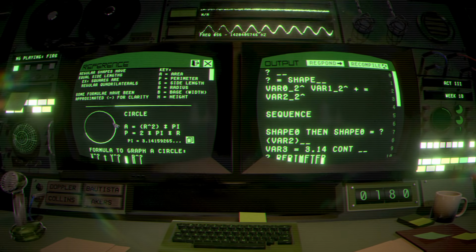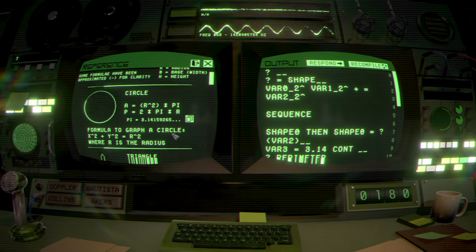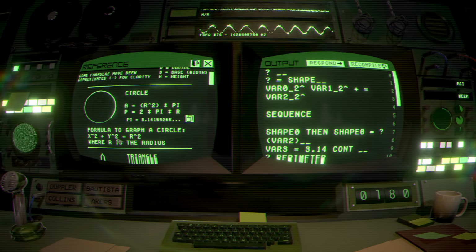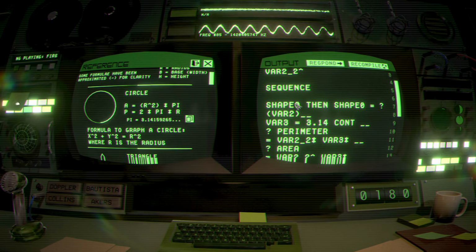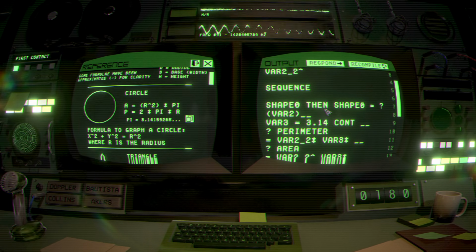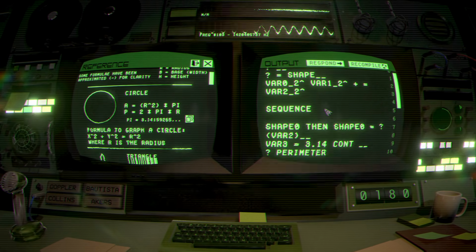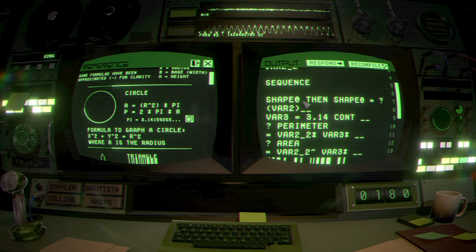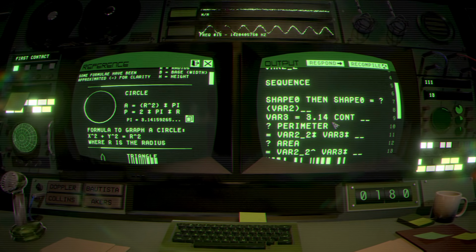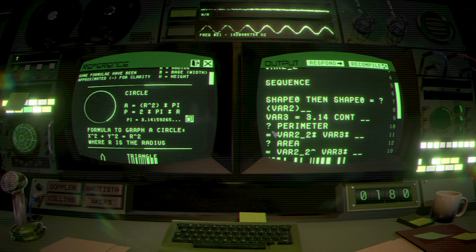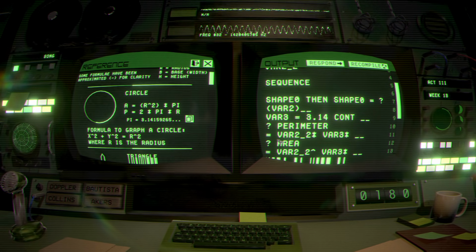I am being stupid, because it looks like we're actually graphing a circle, maybe? Formula to graph a circle: x squared plus y squared equals r squared. So I wonder if that's what we're looking at. It's telling us a sequence. We also get pi. Look at this. We get pi continuous, something perimeter equals.